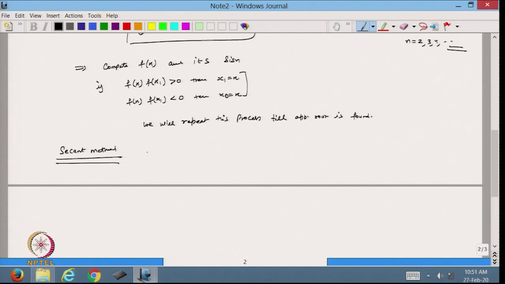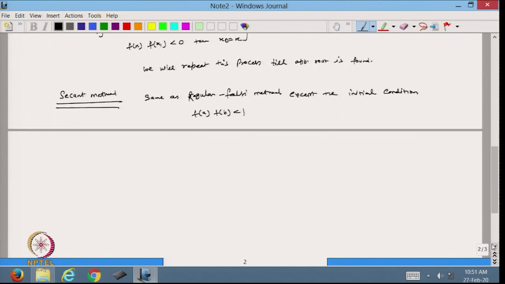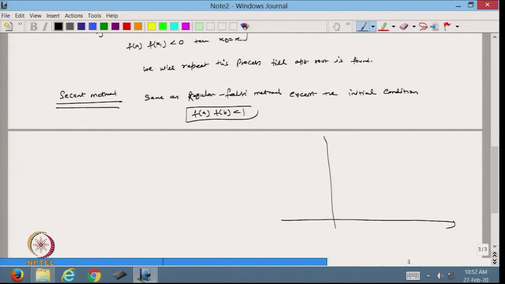It is the same as the Regula-Falsi method, except for the initial condition. Because in the Regula-Falsi method we have to find f a times f b of opposite sign, and then based on the intermediate value theorem we can start the process, but in this case there is no need of this. So, it works in the same way. Let us write this one.